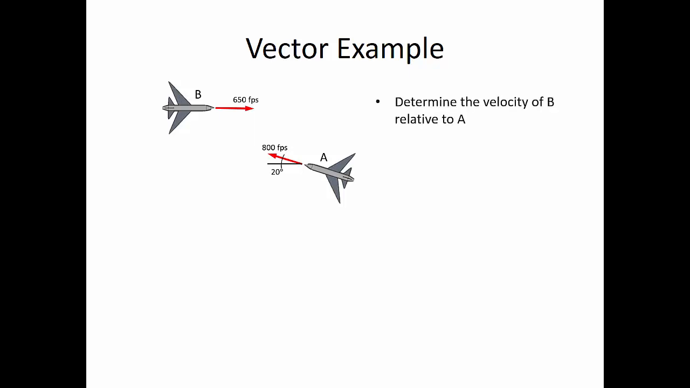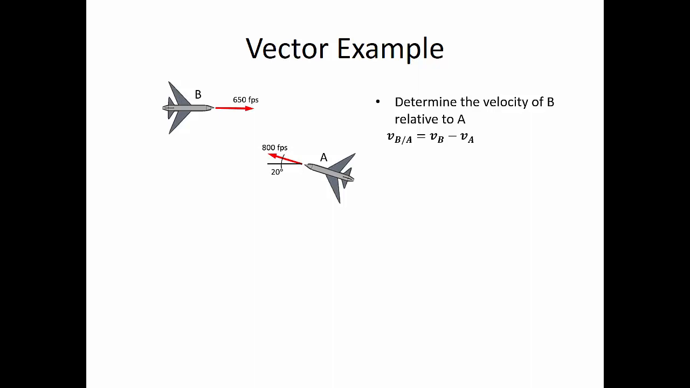Let's look at a vector example. We have an airplane A that's traveling at 800 feet per second at an angle of 20 degrees. At the same time, we have an airplane B that's going 650 feet per second. So this is similar to the problem that we showed at the beginning when I was traveling in the airplane. We want to know what the velocity of the airplane B is relative to the plane A.